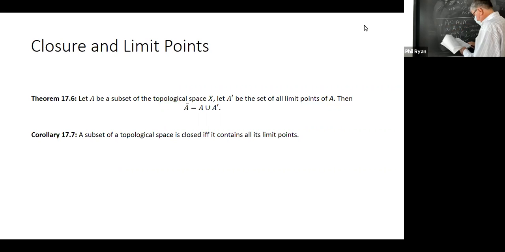Since it is in the closure, we know that every neighborhood of X intersects A by the definition of closure. Because X isn't in A, U intersects A at a point different from X. And that's exactly what we need for a limit point.